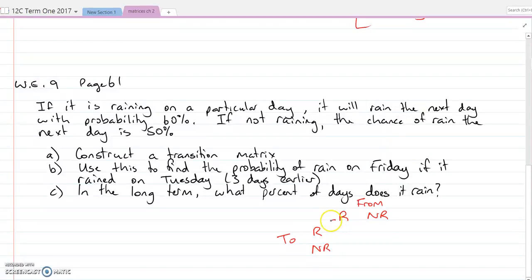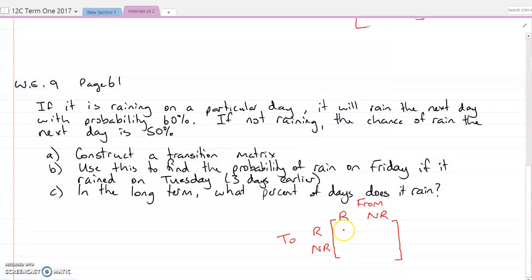Okay, so I would suggest you pause the video for a minute and try to figure out on your own what numbers go in here. Okay, so you paused, we're back, now let's do it. So let's see, what does it say? If it's raining on a particular day, so that's the from day is rain, and it will rain the next day. So from rain to rain is 0.6. The column has to add up to 1, so the next one has to be 0.4.